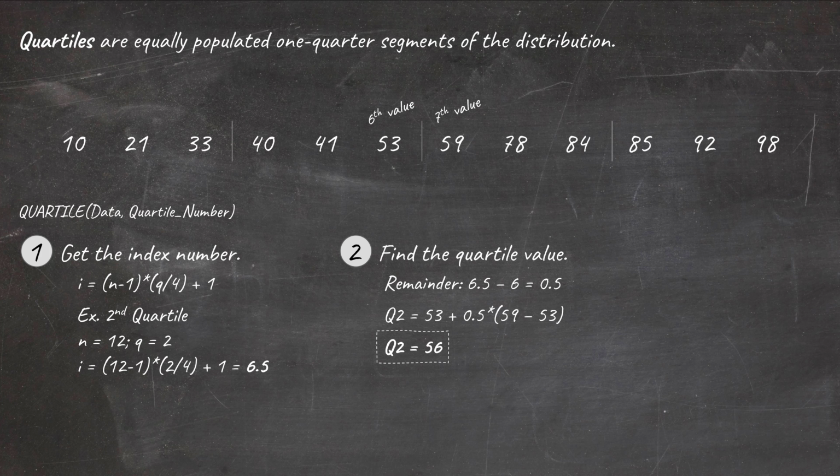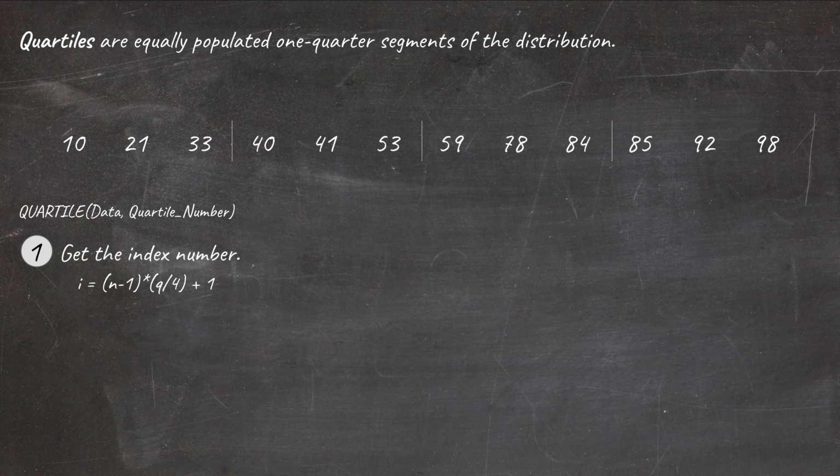Here's an interesting thing, though. This is the median. This is the average between the middle two numbers. It's the same thing as the median, and that's always true for Q2. Q2 will always be the median of the data set as well. So that's a nice feature and a way to double check yourself.